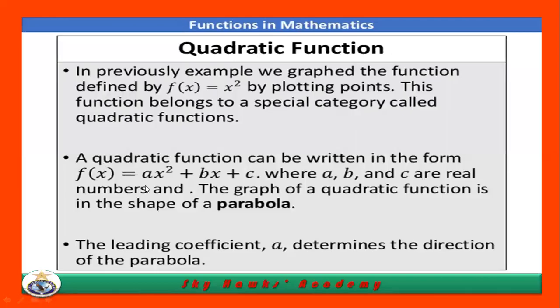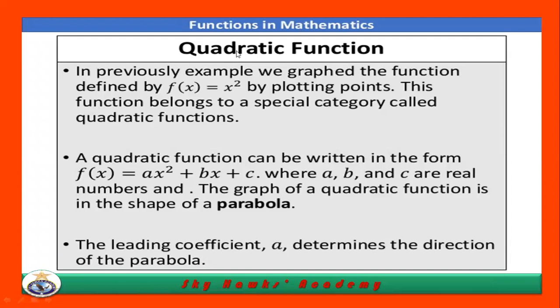And the graph of a quadratic function is the shape of a parabola. The leading coefficient a determines the direction of the parabola. So this is all about the second degree function. We were plotting that, and we were talking about the leading coefficient, which describes its shape, either upward or downward, and that was actually the parabola.